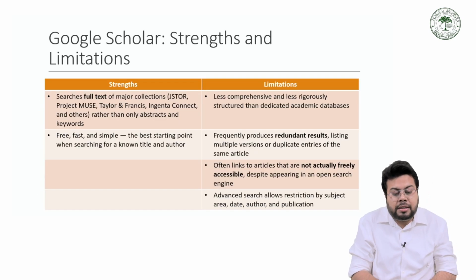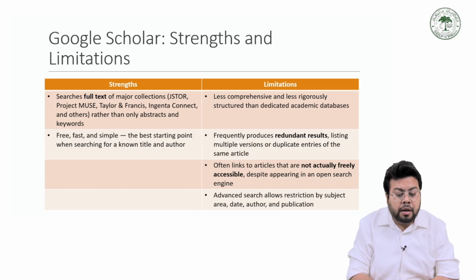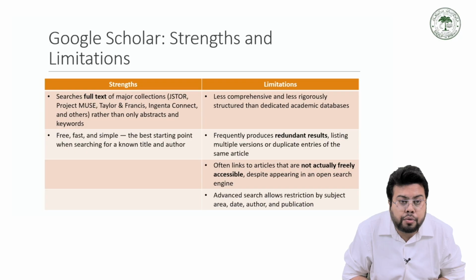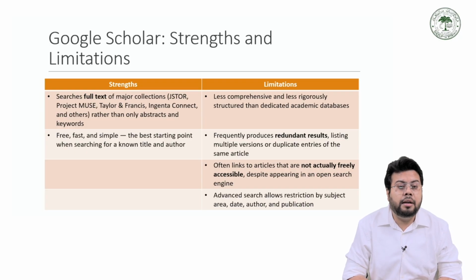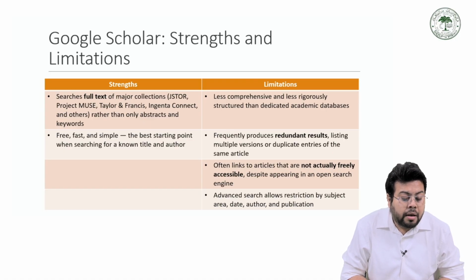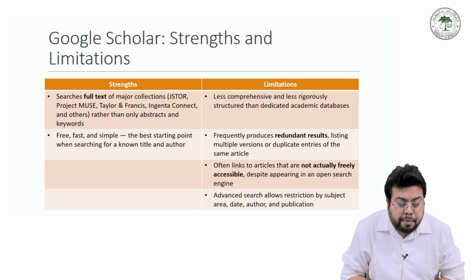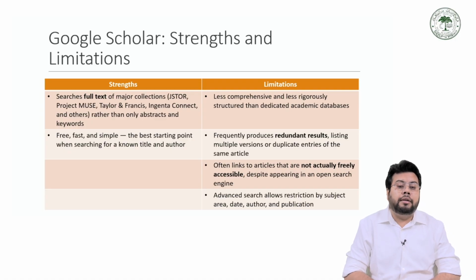Now, Google Scholar's strengths and limitations. The first strength, of course, is that it searches the full text of the major collections, JSTOR, Project Muse, Taylor & Francis, Ingenta Connect, and others, rather than only abstracts and keywords, right? Another strength is that it's free and fast, simple, and the best starting point when searching for a known title or author.